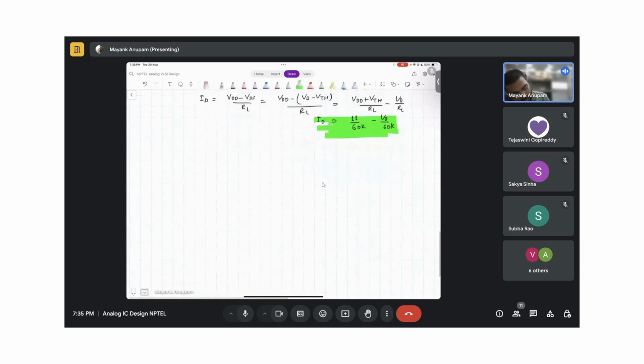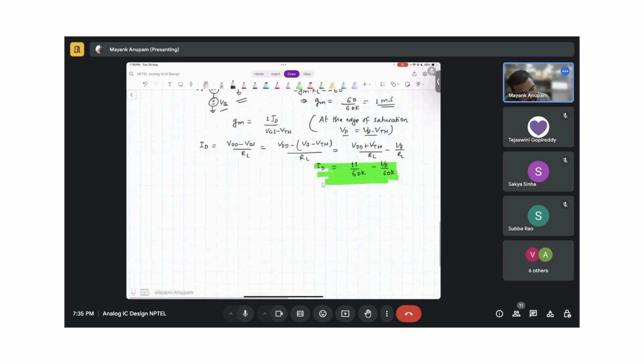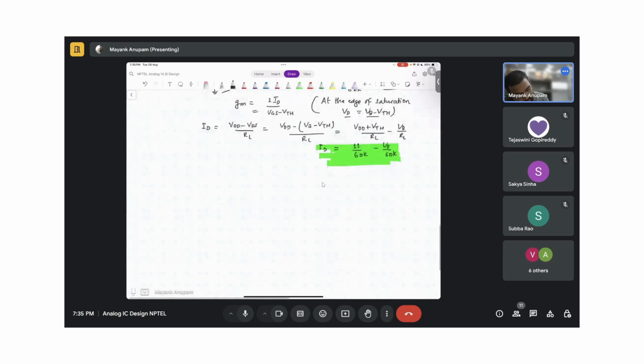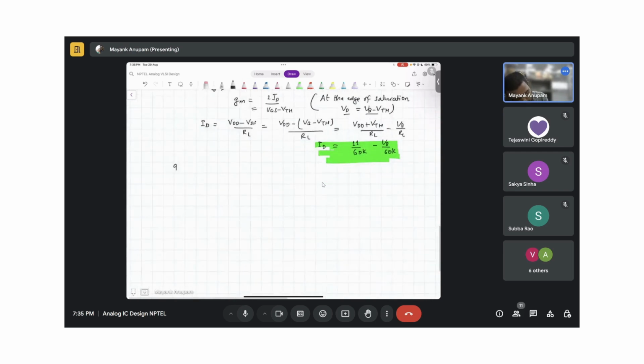Now this ID I know, right? And GM I know here. So GM is equal to 2ID divided by VGS minus VTH. In terms of the parameters, I know how much is this.